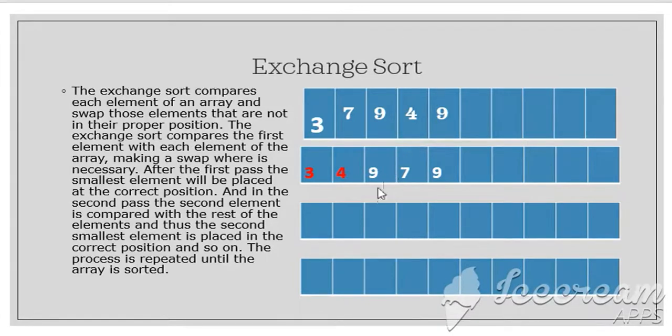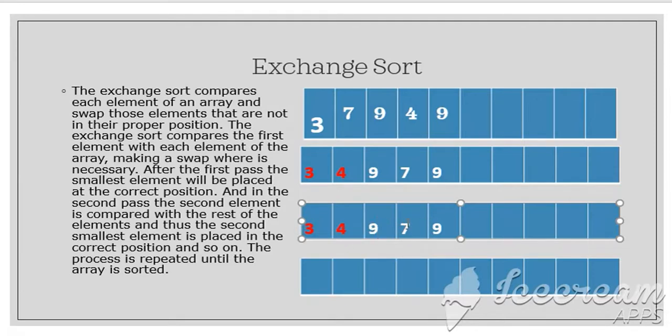Okay. Now in the third pass, 3 and 4 are already in the correct position, so we need not look at the elements 3 and 4. And next we have to look at 9, 7 and 9. So these first two elements are already sorted. And next we are taking the third element, which is compared with the fourth and fifth.